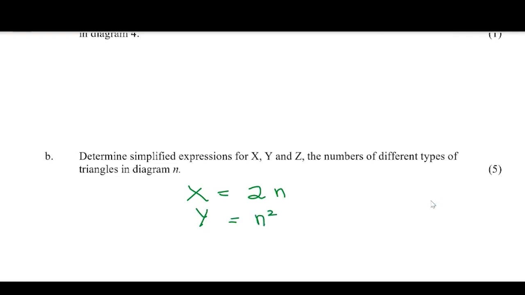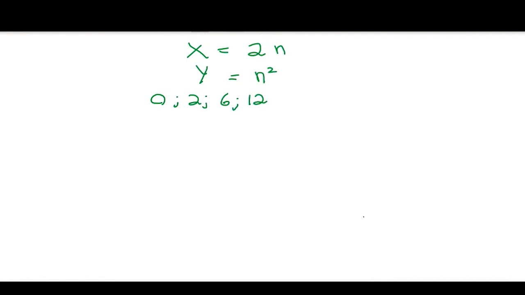Now Z is a quadratic sequence, because Z starts at 0, then goes to 2, then goes to 6, then goes to 12. If we look at the first differences of this, the first differences are 2, 4, 6.